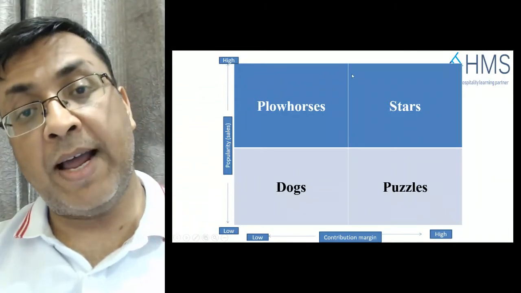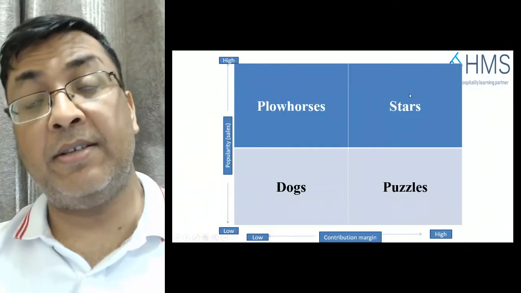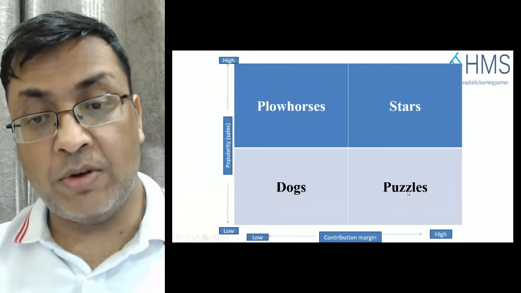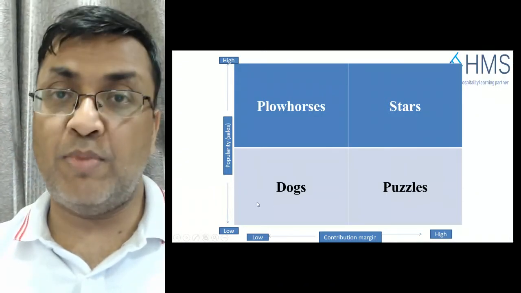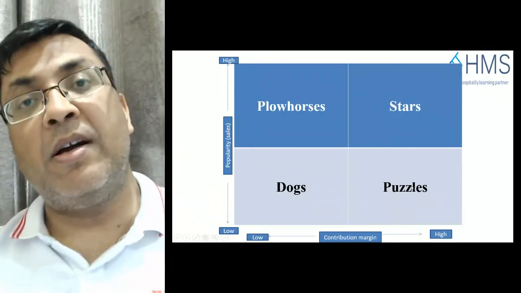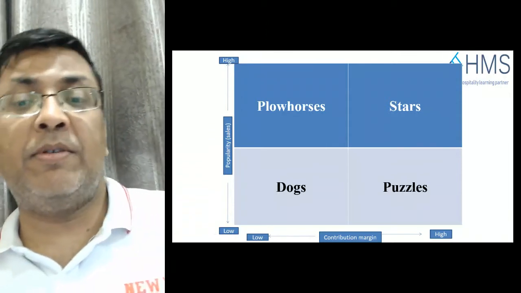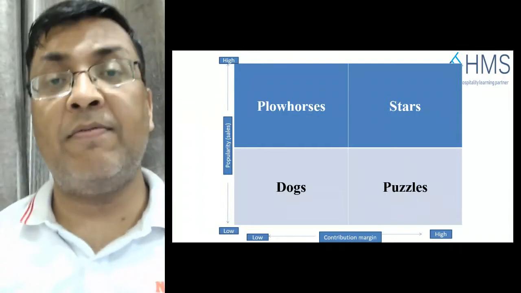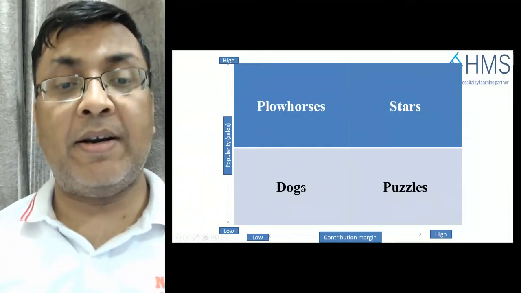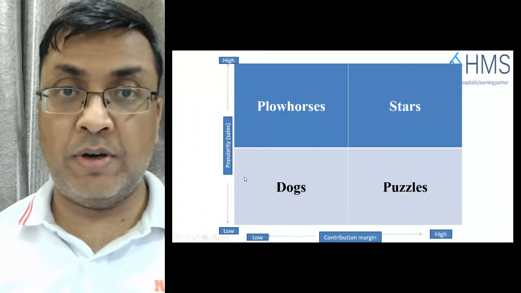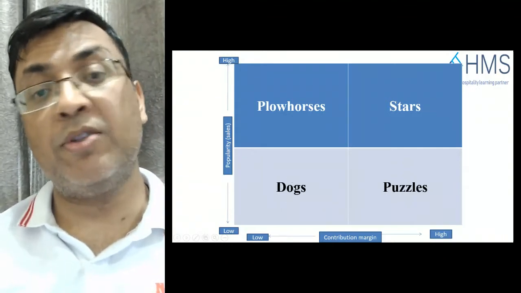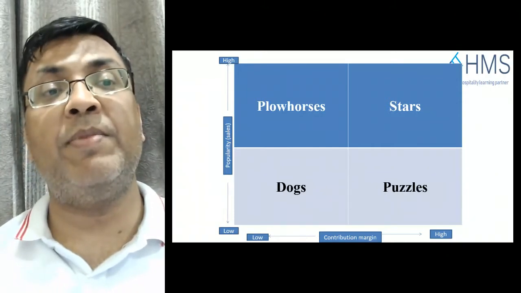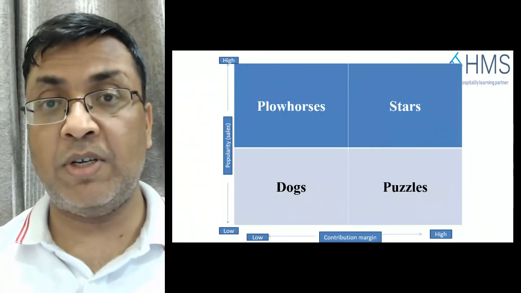Whatever is lying in this grid will be considered as stars. Whatever is lying in this grid, which is high on the contribution margin but low on the popularity, will be called puzzlers, where the guest is puzzled because it's highly profitable for us but it's not popular enough for the guest. And then there are low popularity and low profitability items, which are called dogs, or you can call it anything. So usually people are removing them from the matrix.